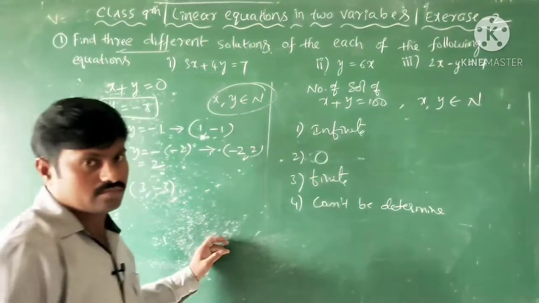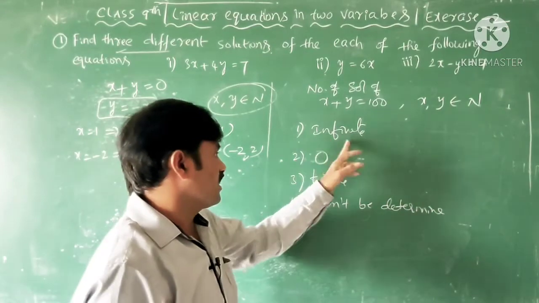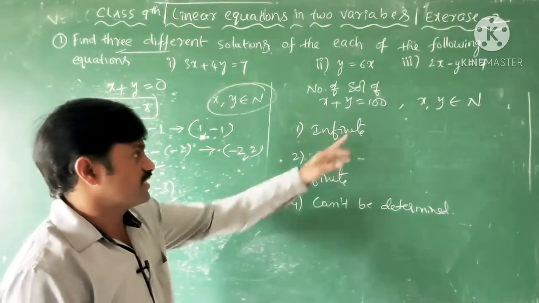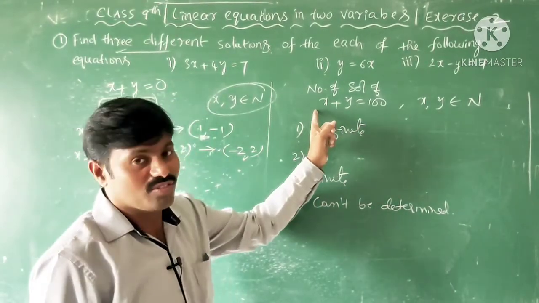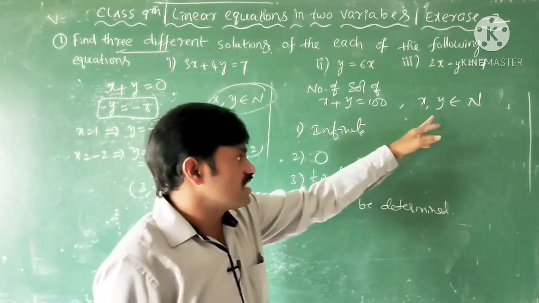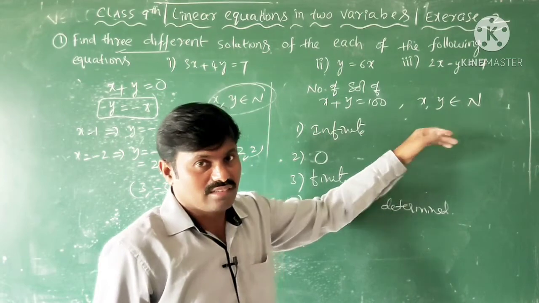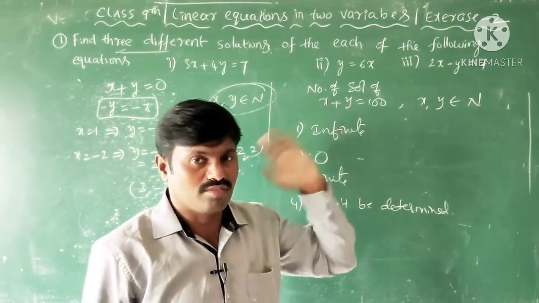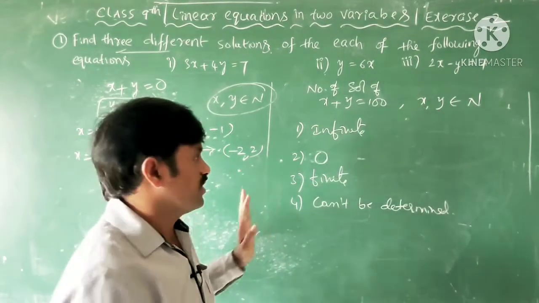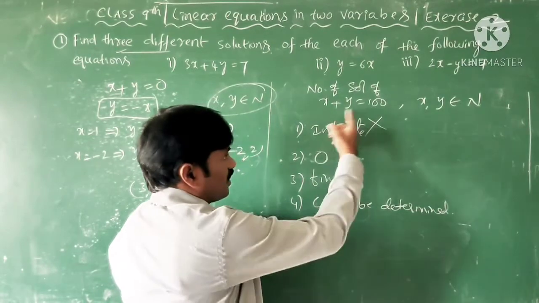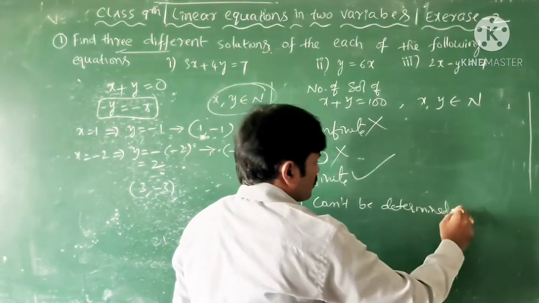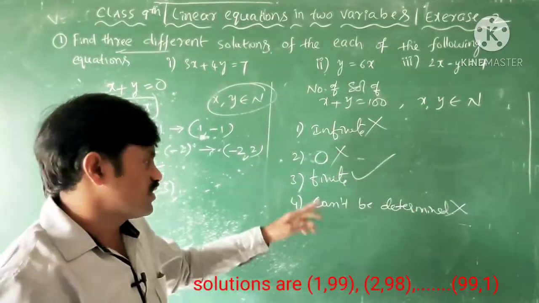Actually, option 2 is 0. I repeat, the options are infinite, 0, finite and can't be determined. Then which option is correct? Here x, y belong to N, as given. So the sum of two natural numbers must be equal to 100. Is it possible to get infinite? If they do not give any condition here, yes, there is a possibility of getting many solutions. But here we have to consider the values of x and y as natural numbers, so that is the wrong option. Clearly we don't get 0 solutions; we will get some finite number of solutions. So it can be determined, so that is finite.